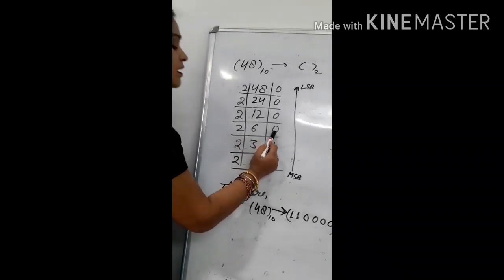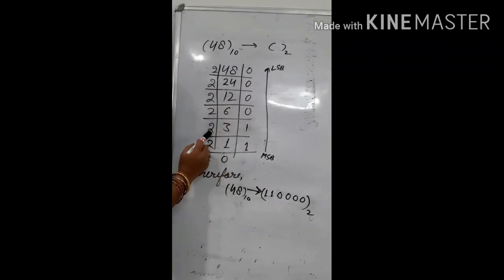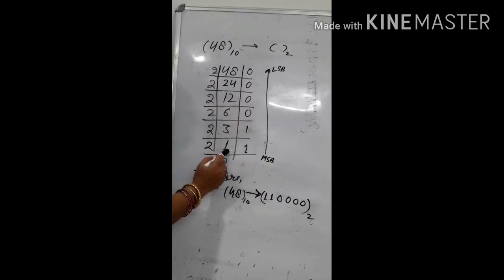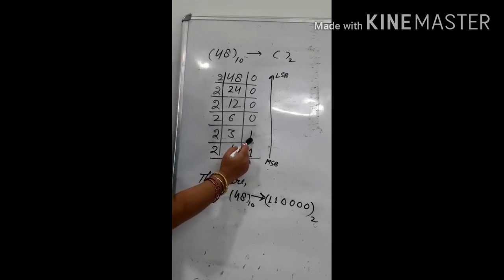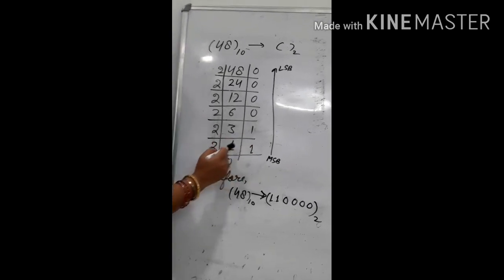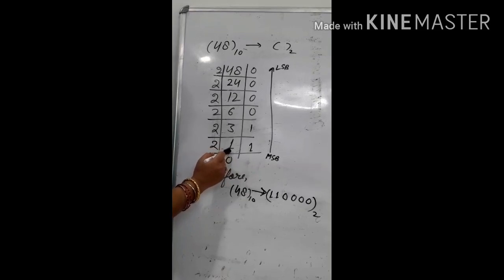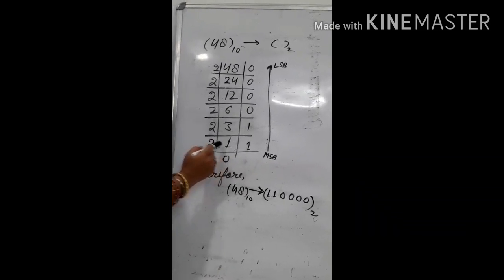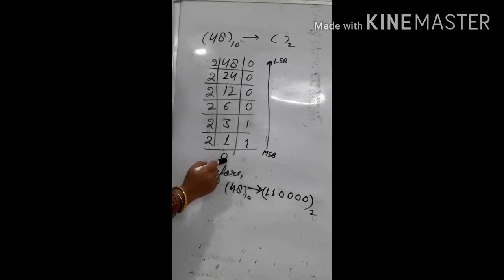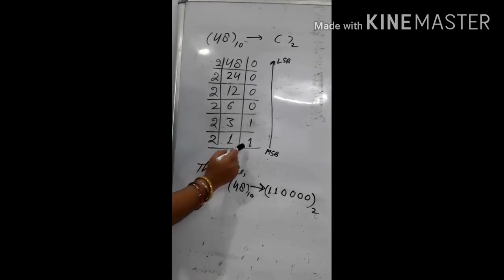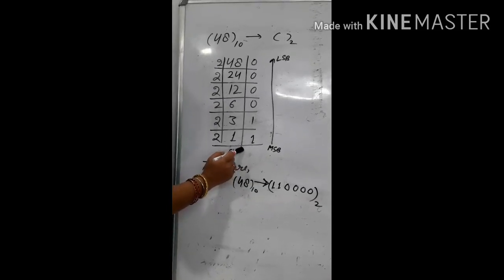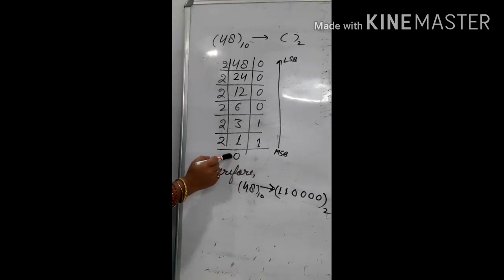That we write on the right hand side. Again we divide the number 3 by 2. 2 1s are 2 and remainder is 1. We divide the quotient till it becomes 0. Here it is 1. Again we divide this 1 by 2. 2 zeros are 0 and remainder is 1. Now we can see quotient has become 0. Means we have to stop the process here.